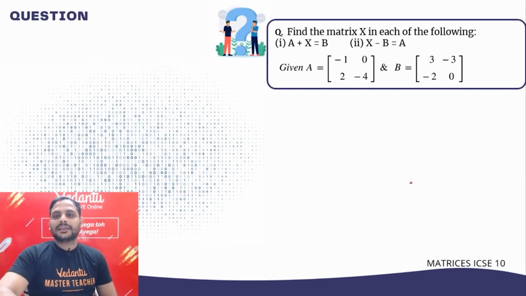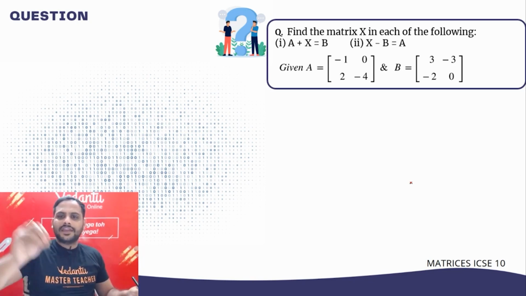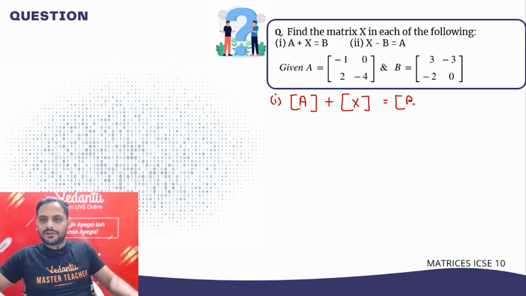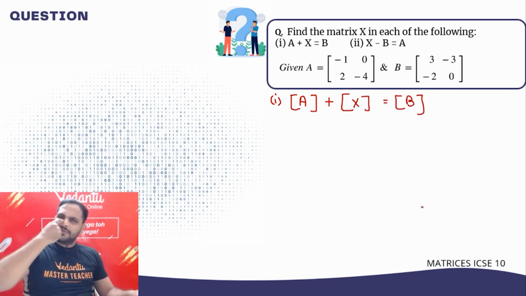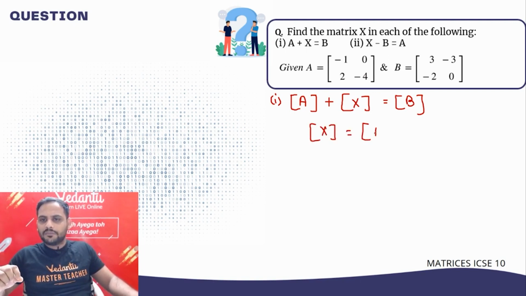Alright. Next question. Find the matrix X in each of the following cases. Okay. Two cases we have. We have A and B given to us. Okay. So first is matrix A plus matrix X is equal to matrix B. Alright. Now beta, same as the equation. I want to find out X, shift A over there. So I'll say matrix X is equal to matrix B minus matrix A.